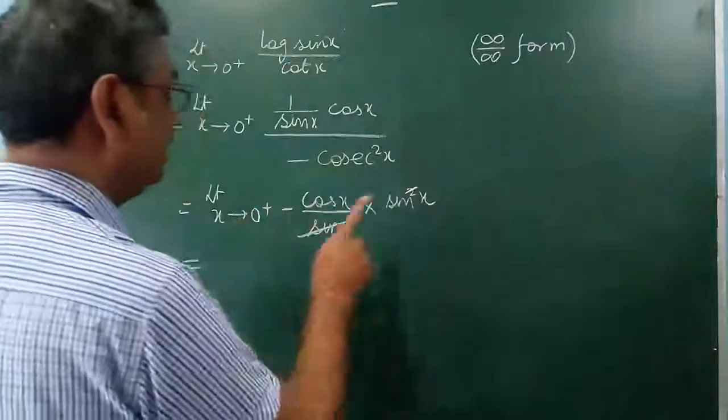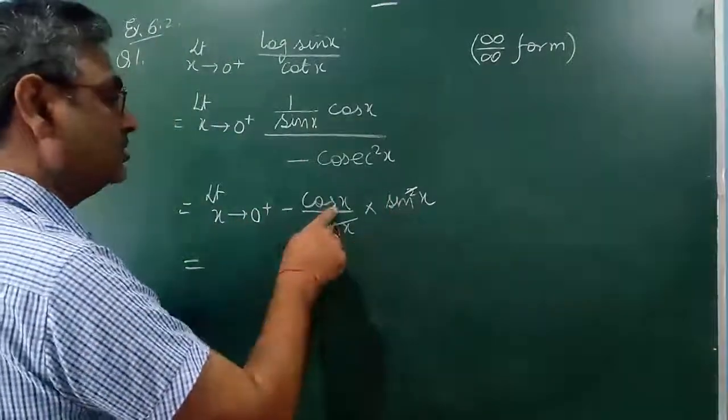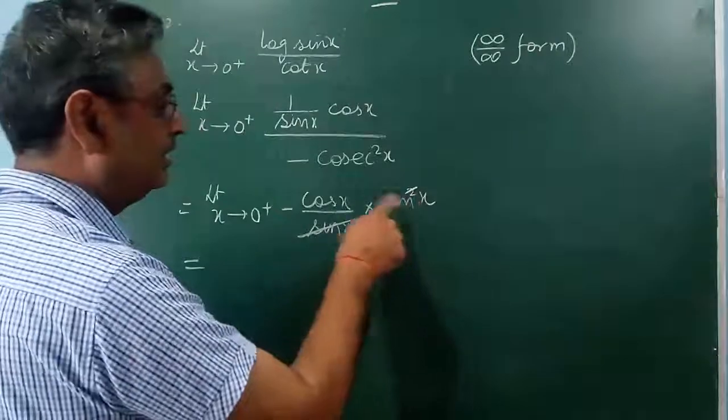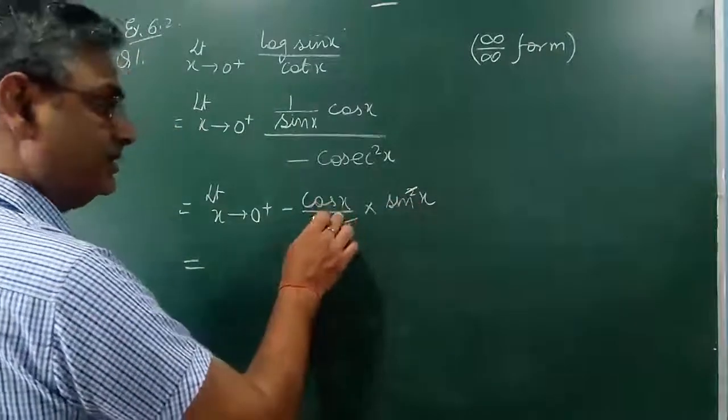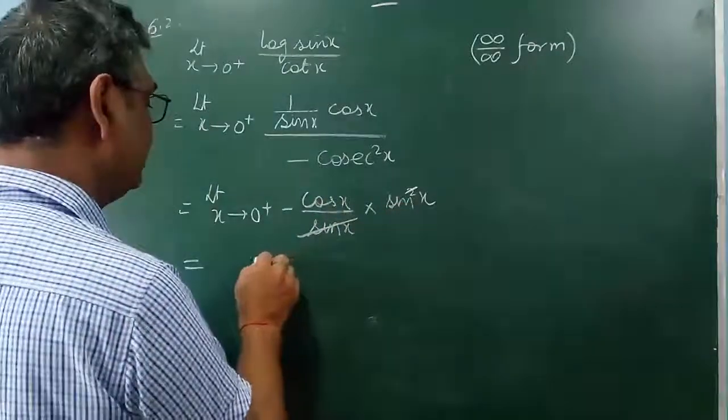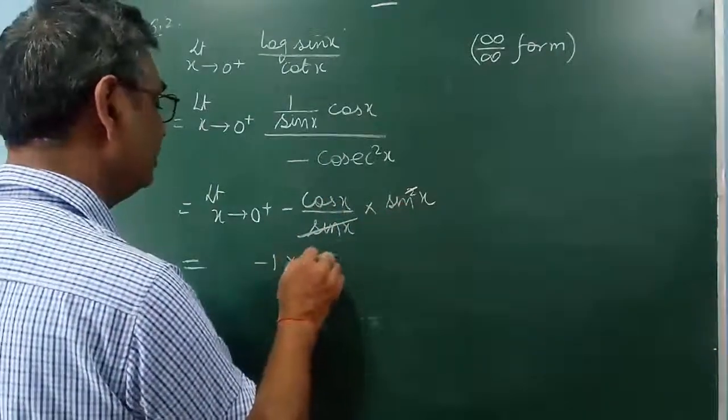Now if we put the limit, this is sin 0, this is cos 0, this is 1, this is 1 and this is 0. So what will it be? Cos 0 is 1 and sin 0 is 0. So it is minus 1 into 0 equal to 0.